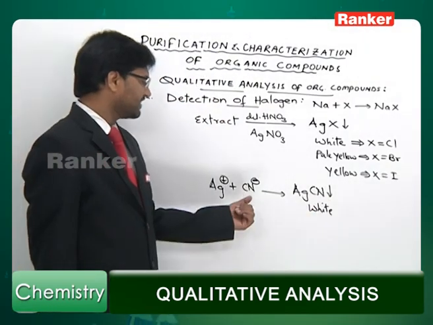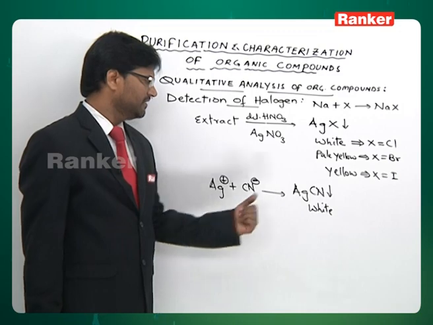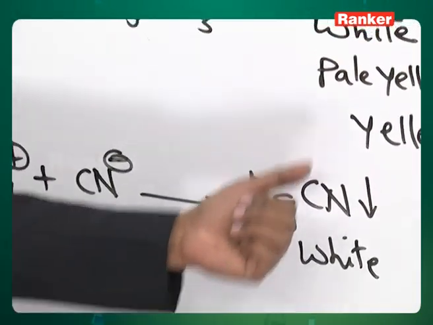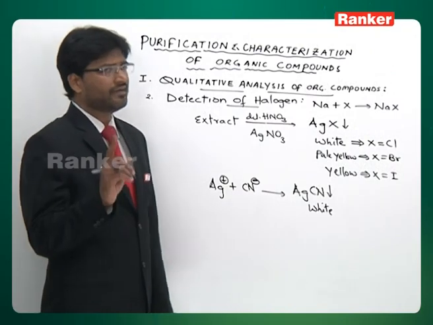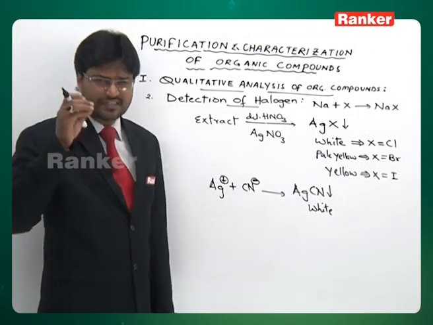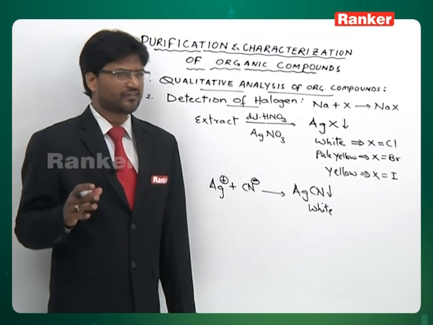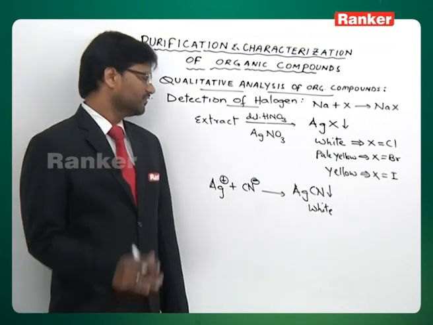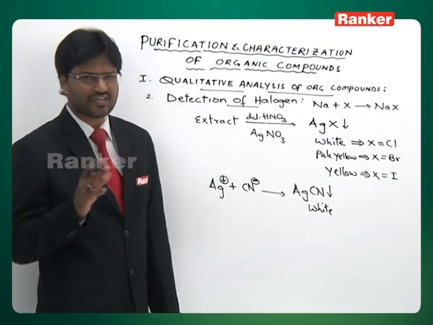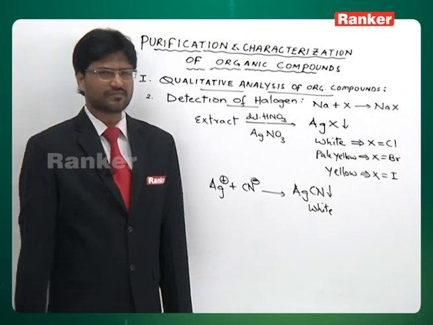So, if you do not expel cyanide, then there is interference of cyanide. You may get misled. So, it is important that if the compound contains nitrogen, then testing of halogen should be done after boiling the extract with concentrated HNO3. Concentrated HNO3 will oxidize cyanide and expel carbon as carbon dioxide.